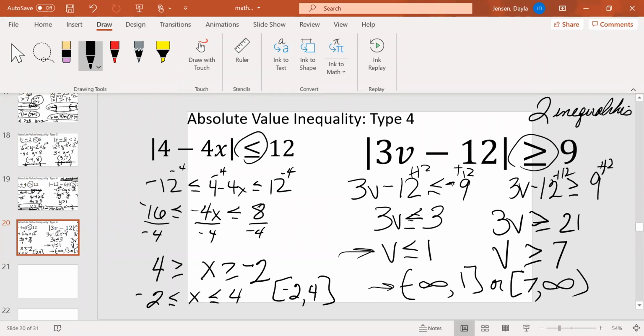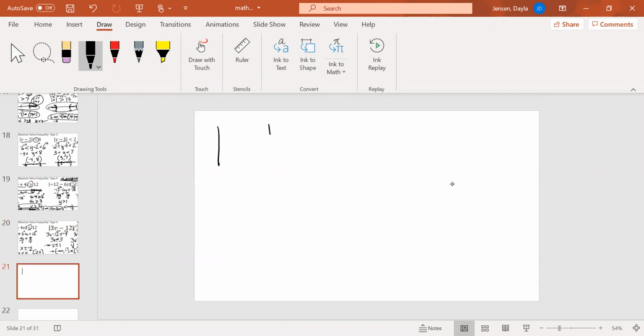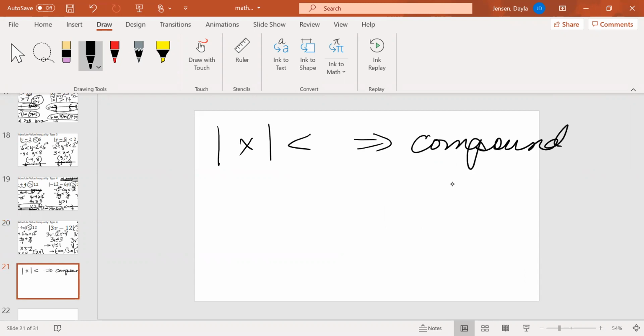If you have less than, then you're going to have a compound inequality. Absolute value less than, then compound inequality. And what do I mean by that? So if this is less than 2, then I'm going to rewrite this as x is between -2 and 2. That's a compound inequality.